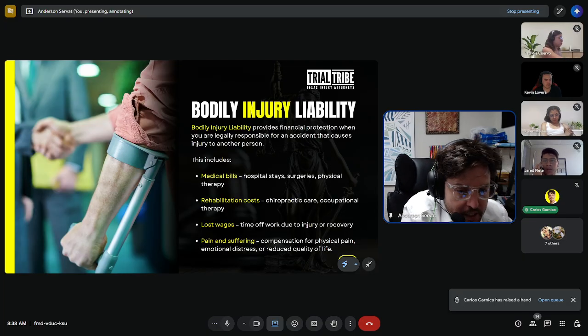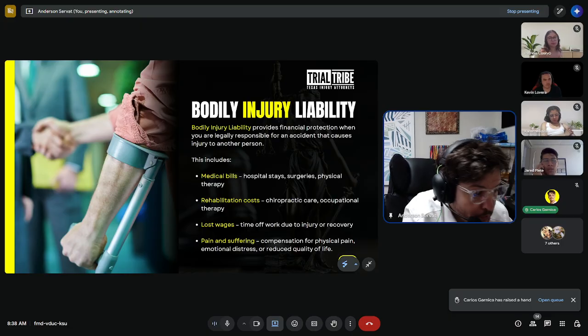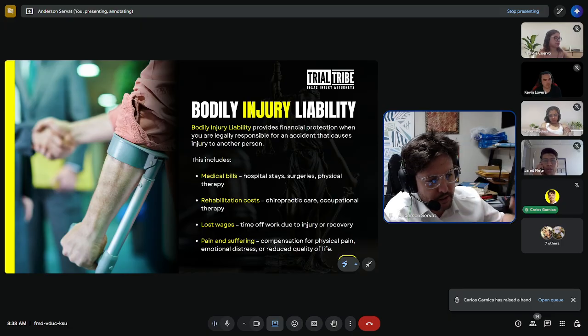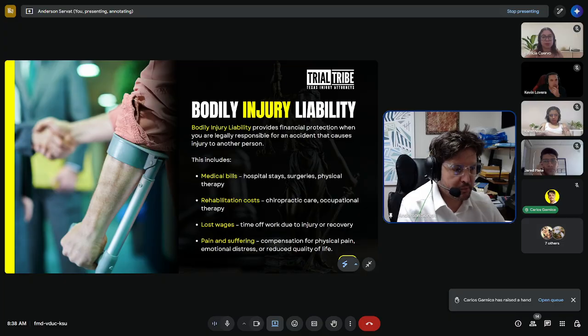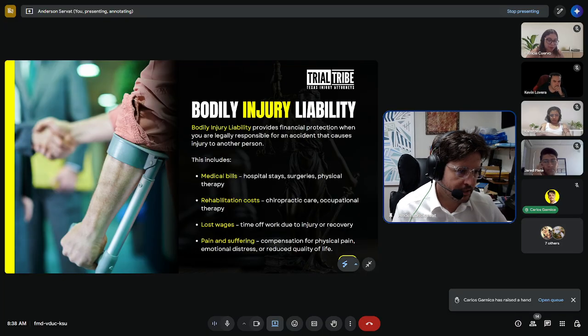In pain and suffering, we're only going to get this, and there's no economic damages. We're only going to get this in the lawsuit. We're not going to get this in a pre-trial, but we need to input this as a total value of the claim.